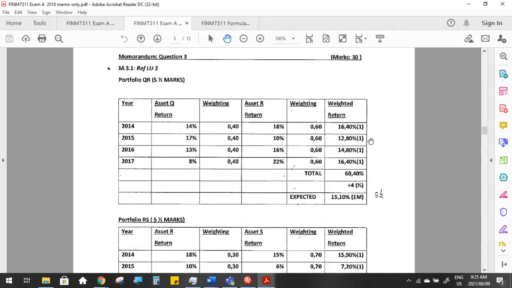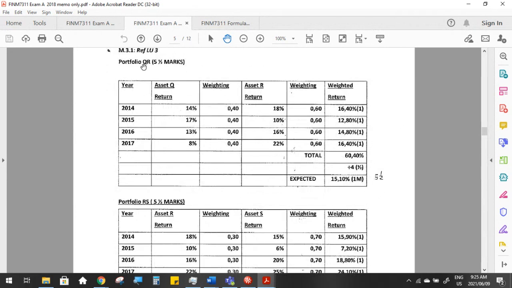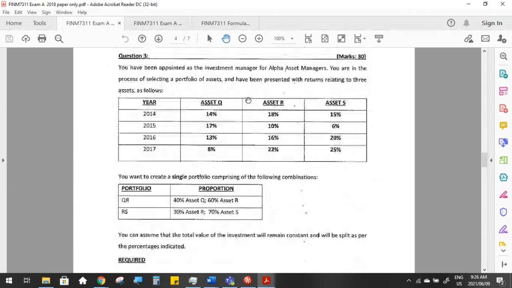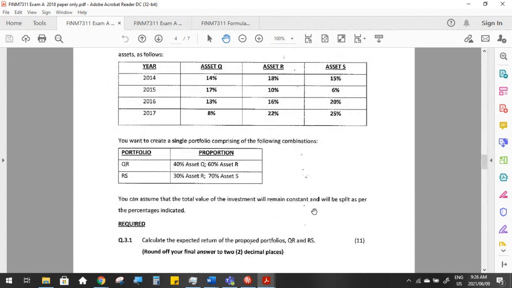So here is our marking. So this is a 30-mark question from Learning Unit 3. So portfolio QR, which says take 40%, our portfolio will be 40% of Q and 60% of R. So for each of the returns, take note what they've given us here. We haven't got rand values invested in the assets. We've got expected returns of the asset. And they've said calculate the expected return of the portfolios.